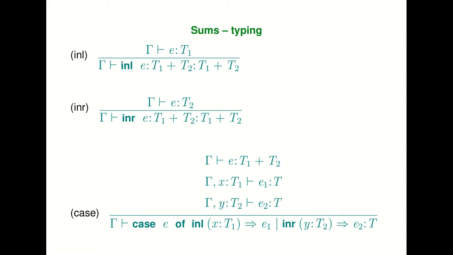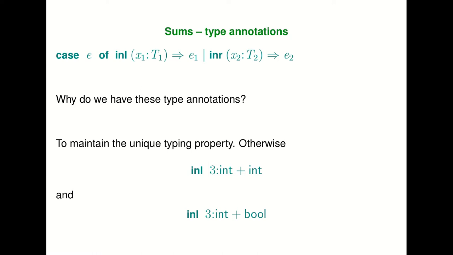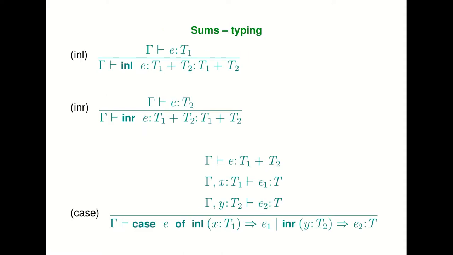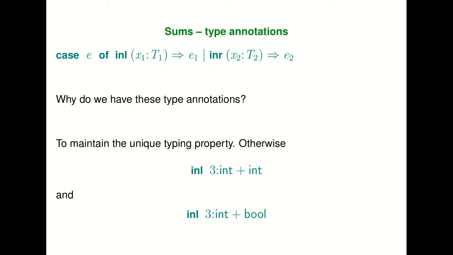And so the types of these two variables are a bit different. One is a T1 and one is a T2. And at runtime, we'll decide which branch to take by matching on the tag. One thing you might have noticed is that these expressions all have type annotations. So our case expression has a type annotation, and our in left and in right have annotations. And by putting in these annotations, we're able to maintain uniqueness of typing.